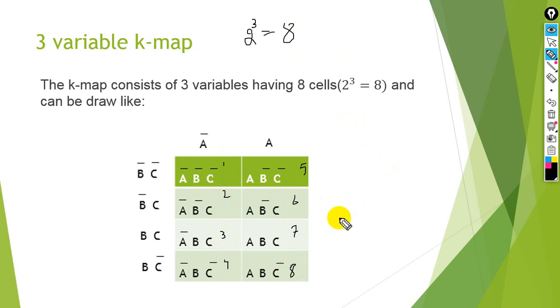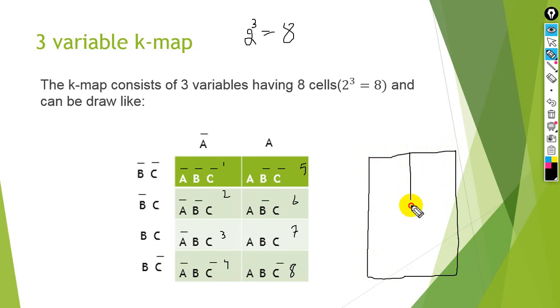So we have 8 cells in this. Let me just draw it for your understanding. Again I will draw it. You can draw vertically the Karnaugh map and you can also draw horizontally, but the number of cells should be 8.